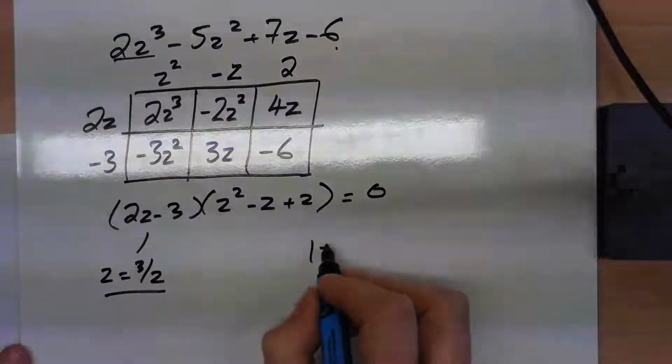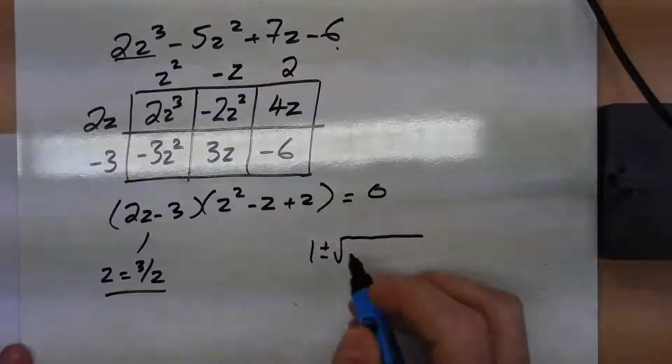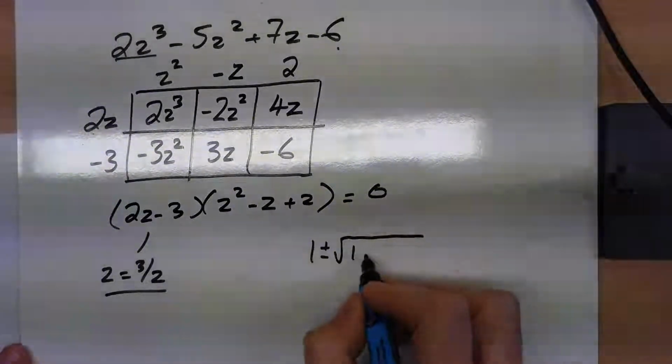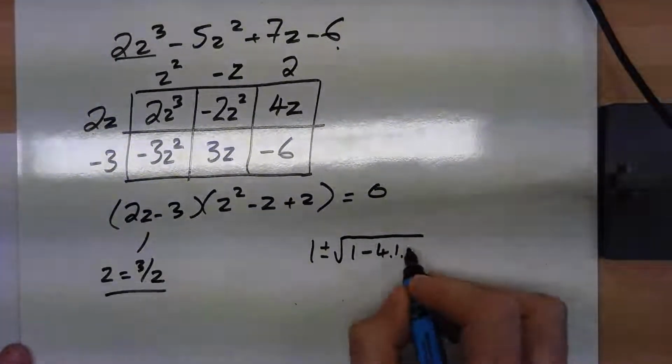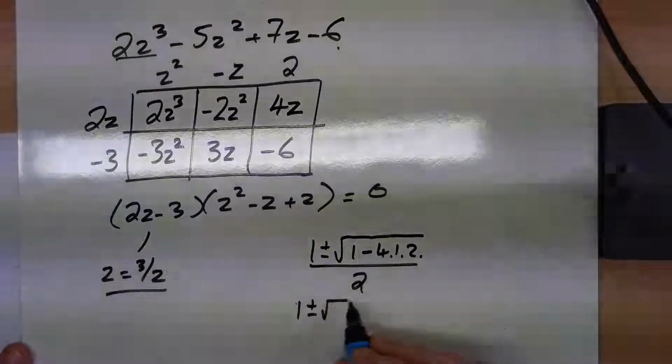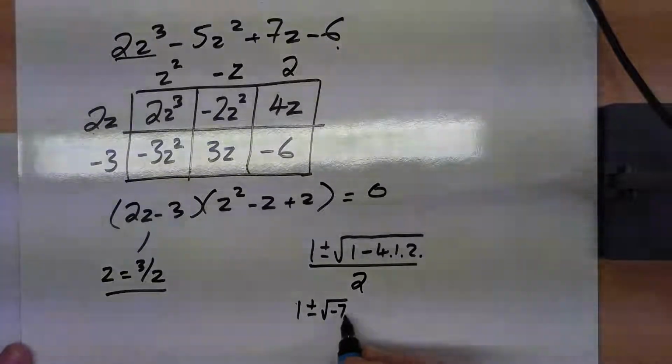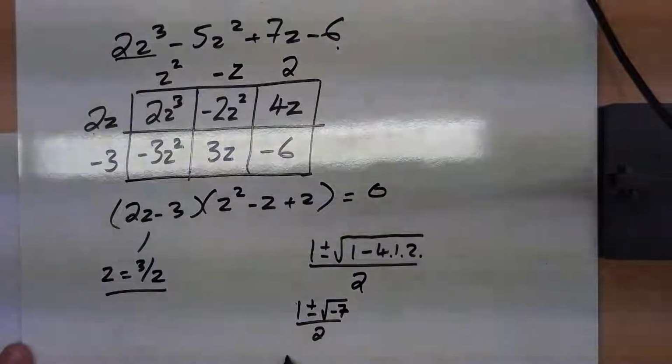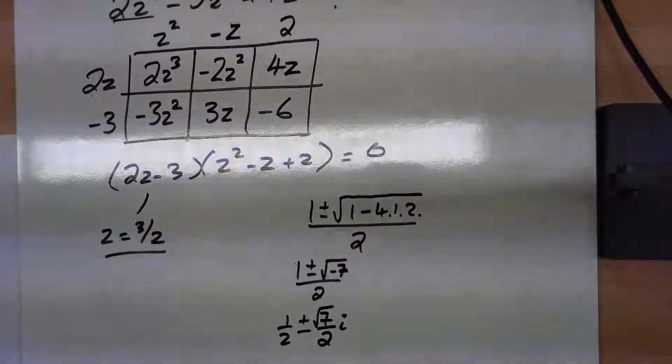So I go minus b plus or minus the square root of b squared minus 4 times a times c, all over 2a. So I've got, that makes minus 7, doesn't it? And so I've got a half plus or minus root 7 over 2 i. Again, I'd whack that into the calculator to check I got the right answers.